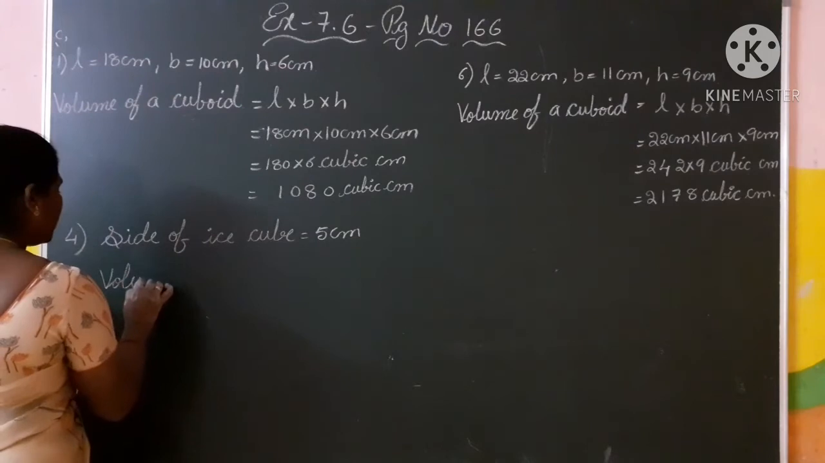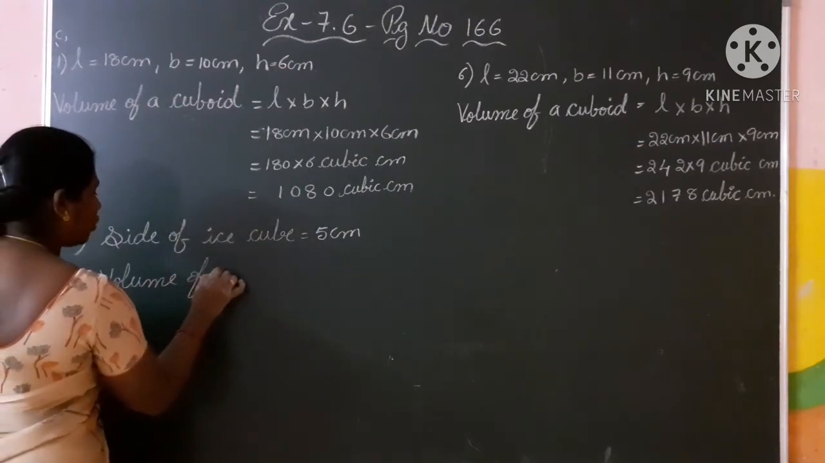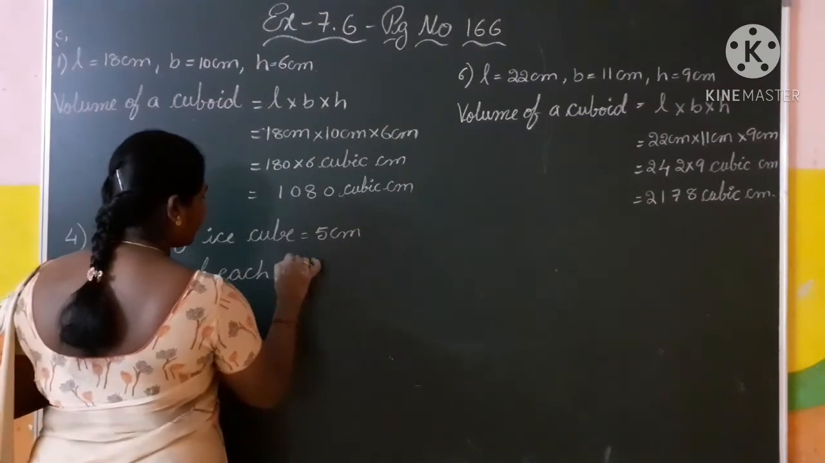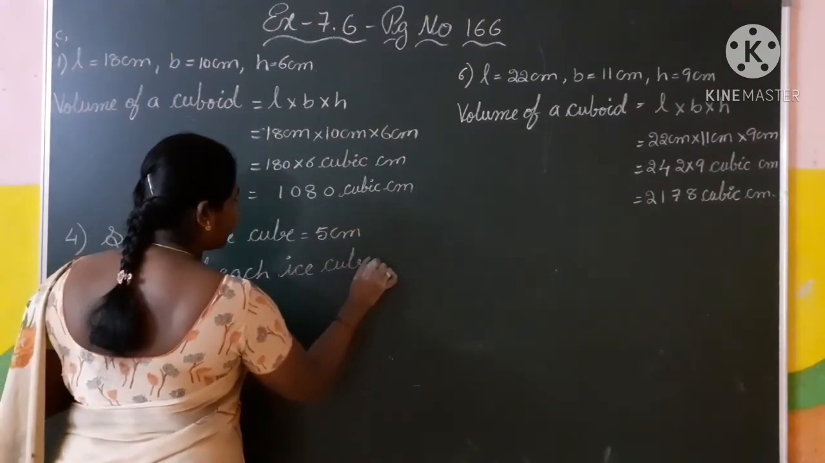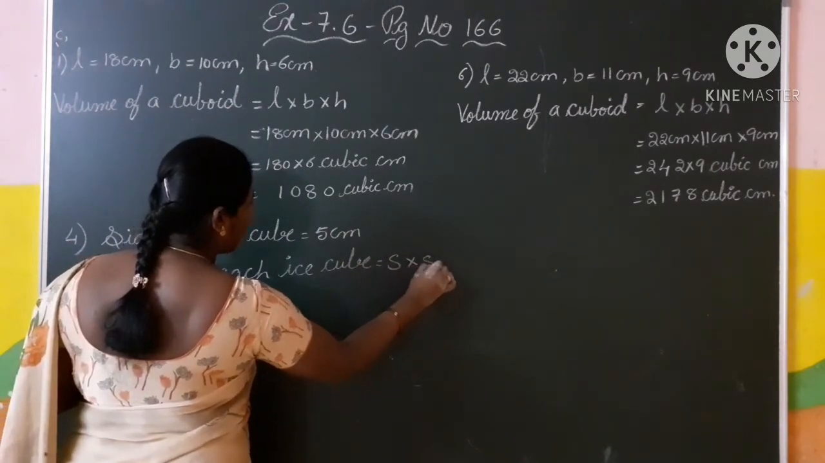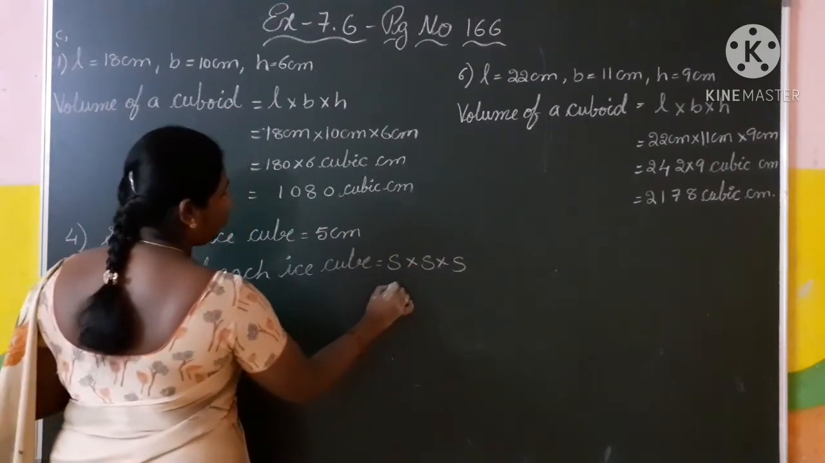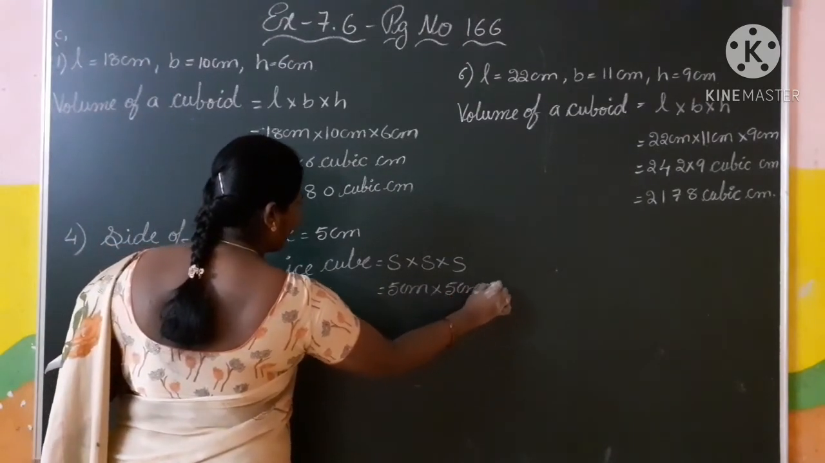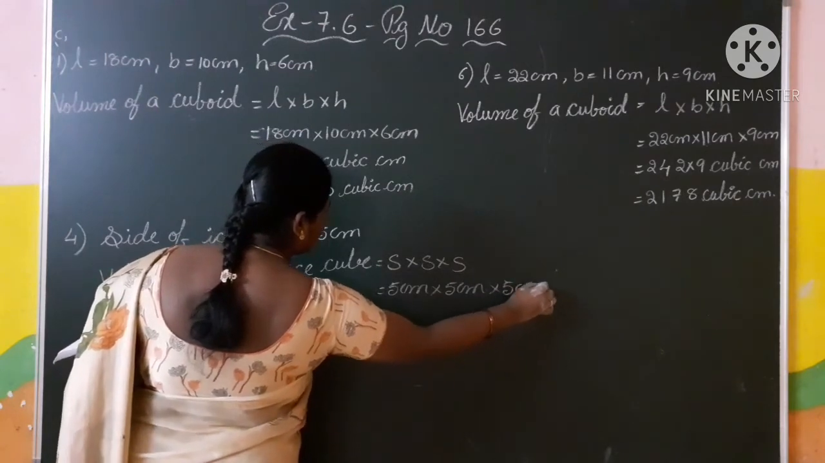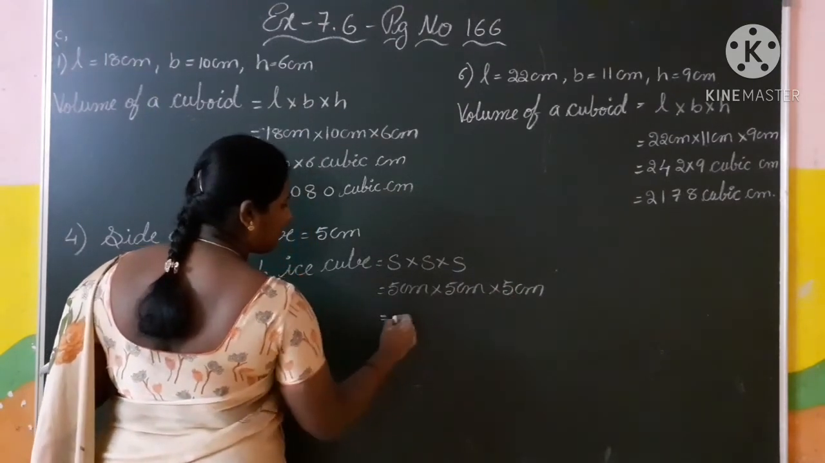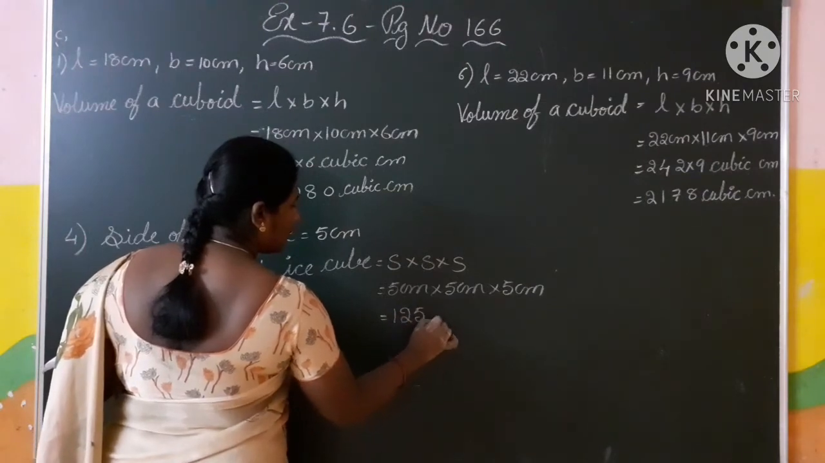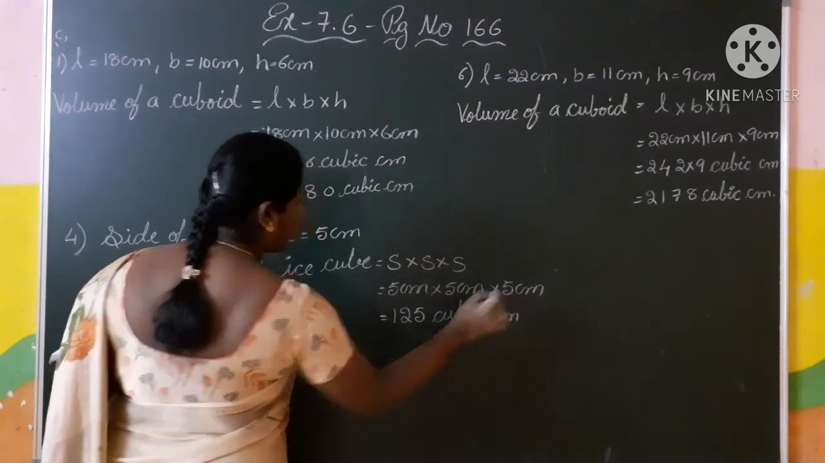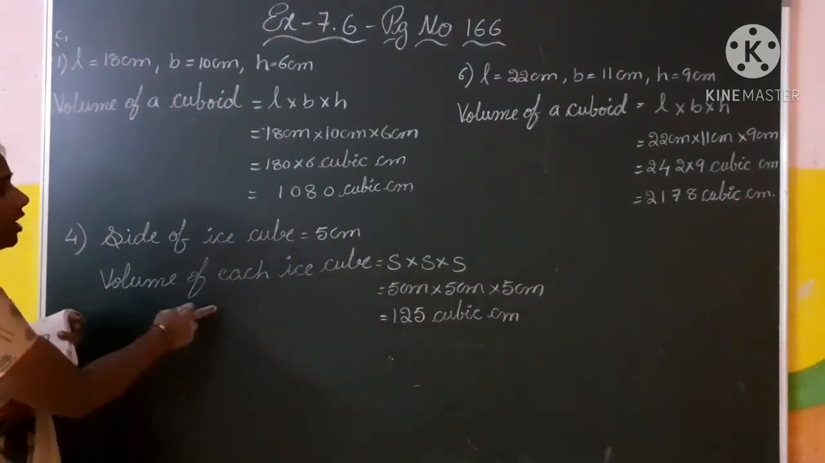Volume of each ice cube is equal to side into side into side. So 5 centimeter into 5 centimeter into 5 centimeter. 5 5s are 25, 25 5s are 125 cubic centimeter. So we find the volume of one ice cube.